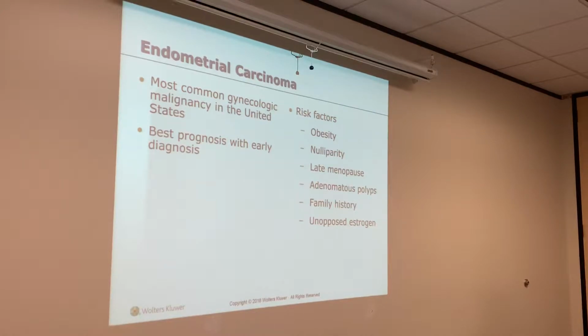Polyps. Polyps inside the endometrium. Polyps inside the cervix. They take them out because they can turn malignant. Okay? Family history. If I have family history of endometrial cancer, then I have a chance of passing it down to my children even. Okay? And unopposed estrogen. That means your estrogen is haywire. Okay?